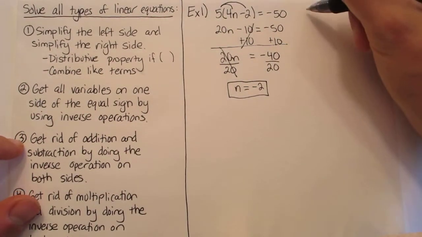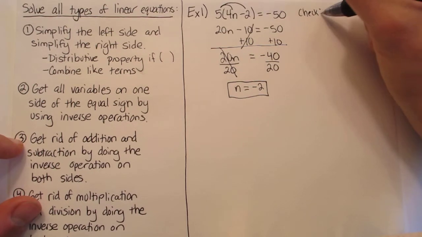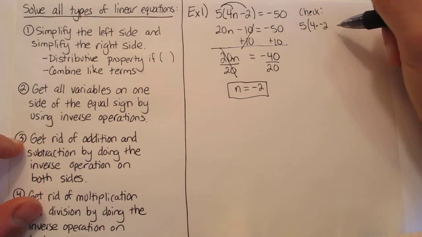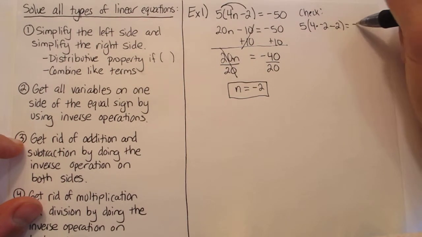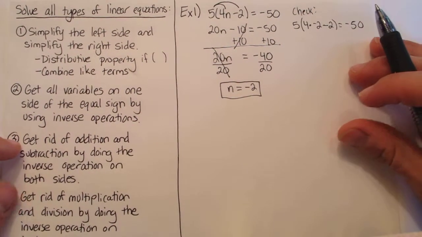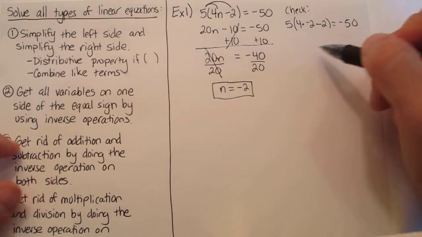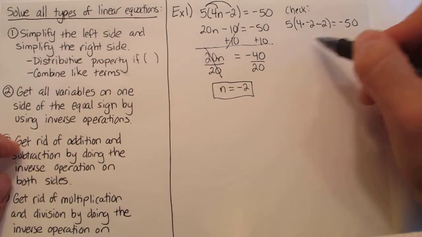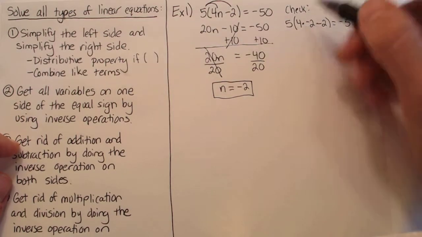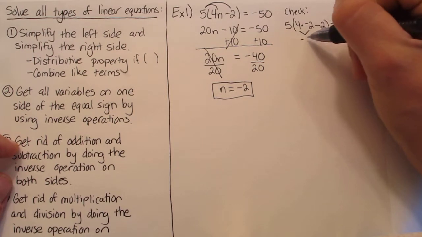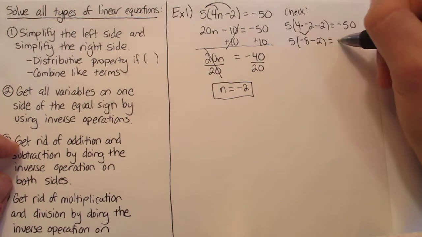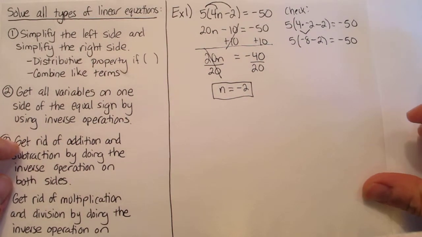So quickly I'm going to check that. So I've got 5 parentheses 4 times negative 2 minus 2 equals negative 50. So I'm just replacing the n here with negative 2. And I'm going to now simplify the left using order of operations just to see what this equals. So with order of operations, I start inside parentheses and I'm going to do multiplication first. 4 times negative 2 is negative 8. And I'm going to bring everything else down, including the negative 50 on the right-hand side.